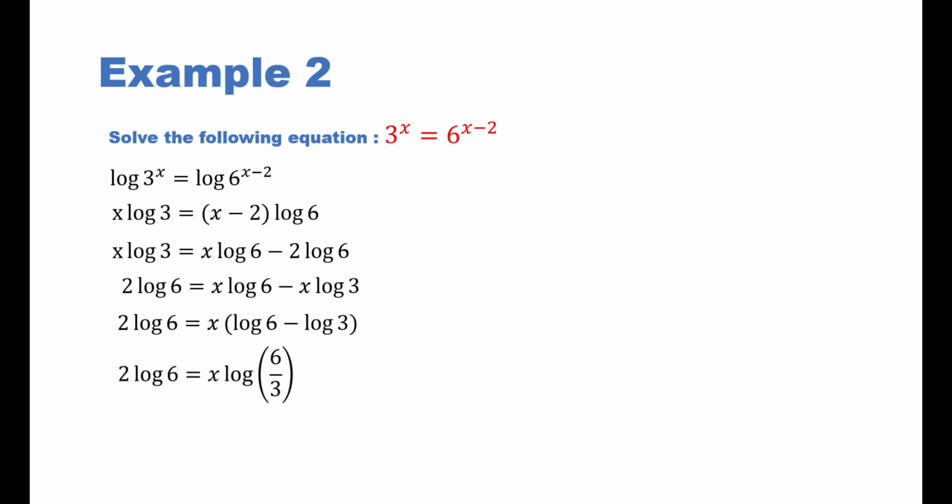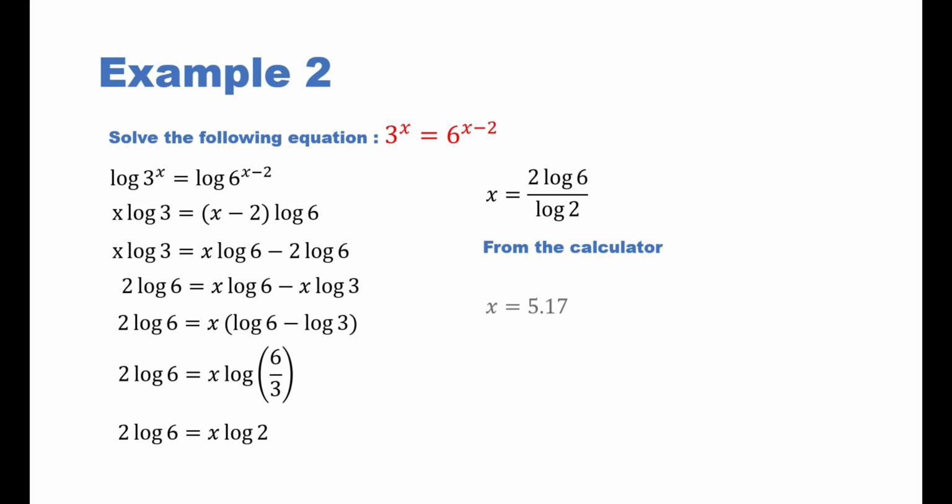From this we can apply the quotient law on log 6 minus log 3 to get log 6 over 3, which is equal to log 2. Now we can divide both sides by log 2 to leave x on one side. And since we can't simplify any further, we can now use the calculator or mathematical tables to get the final answer, which is 5.17.